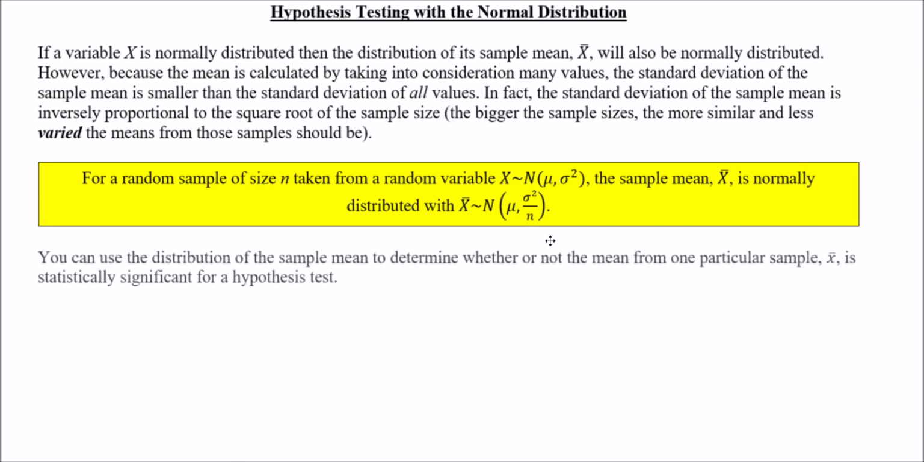So what we can do is use the distribution of the sample mean to determine whether or not the mean from one particular sample, x bar, is statistically significant. So x bar is the mean of the sample, whereas mu is the mean of the entire population. We can test the sample mean, then determine, for example, if we accept H0 or reject H0 for a particular hypothesis test. So let's have a look at some examples about how this works.